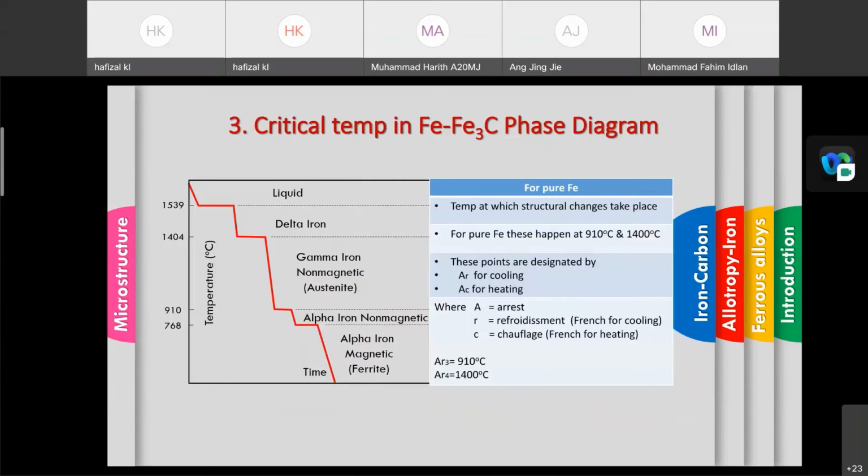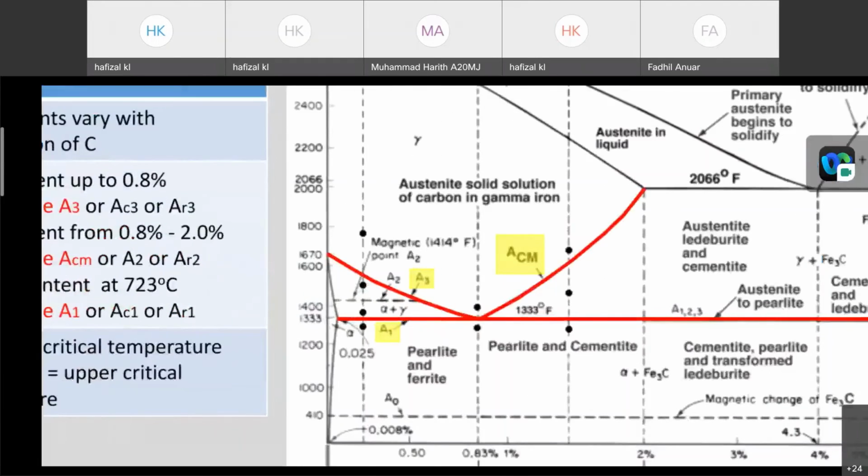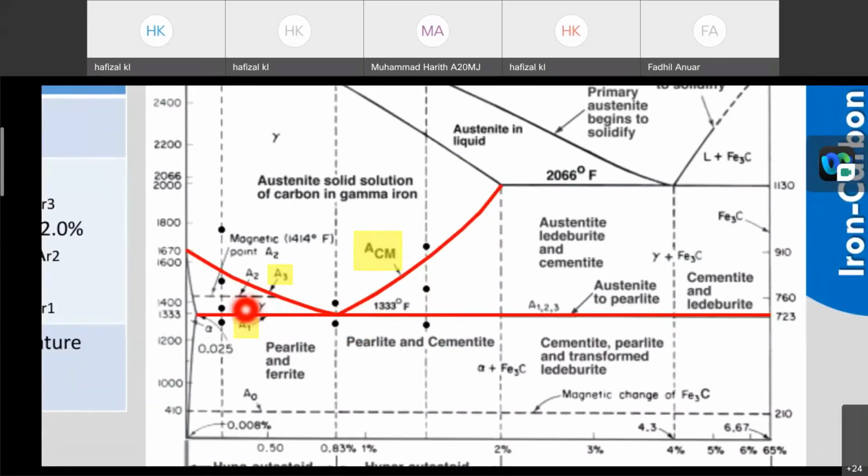Okay, and then we will discuss the critical temperature. We already learned about the solidification of this combination of iron carbon, and we will see the phase transformation at this area, which is the temperature at 723 degrees Celsius.